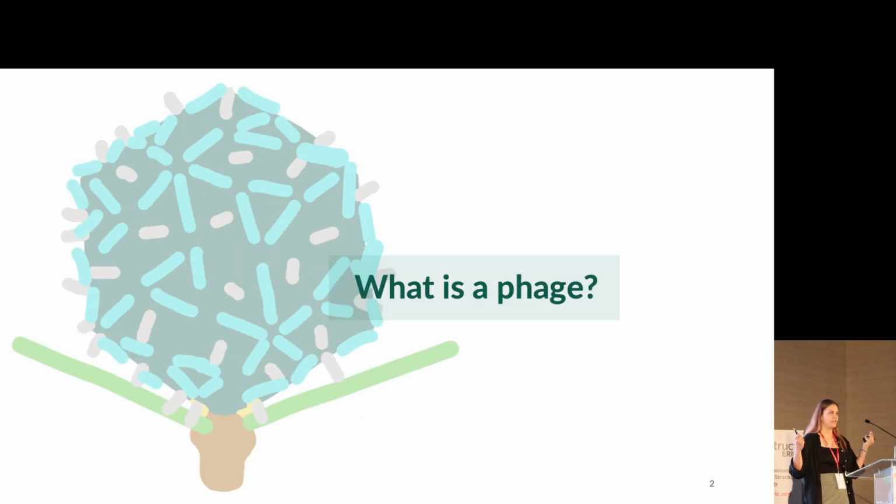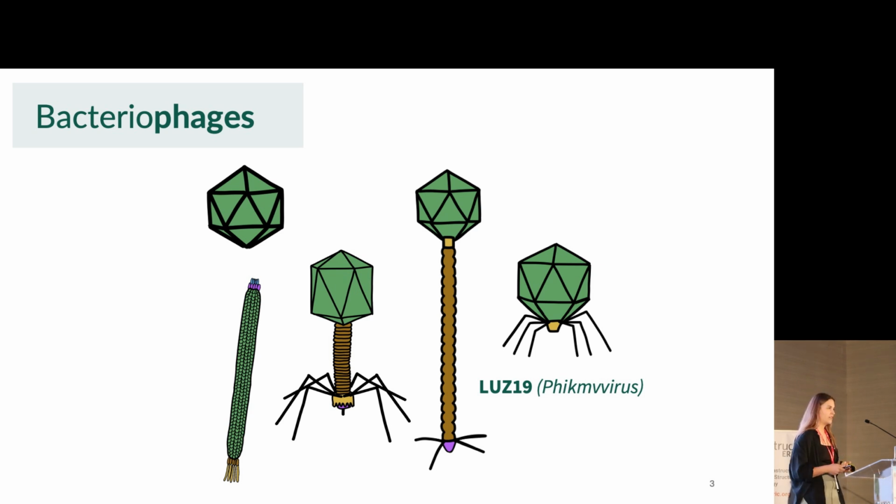Some of you might ask, what is a phage? Phages are viruses which infect bacteria. There are different types of phages. We have filamentous phages, and we have tailless phages, which are only composed of the icosahedral head that contains the genome of the phage. There are also tailed phages, also different types. There are phages with contractile tail, there are phages with very long flexible tail, and short-tailed phages. The tail of the phage mainly serves for the genome delivery into the host cell. The phage LUZ19 belongs to the last group of short-tailed phages.